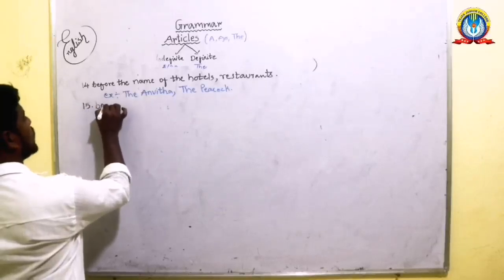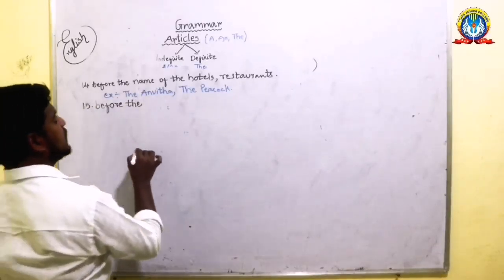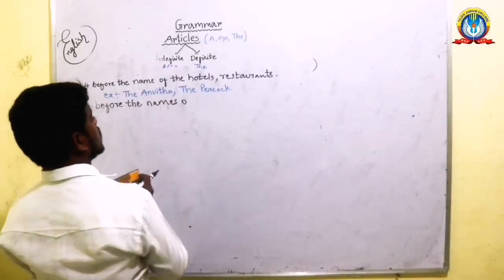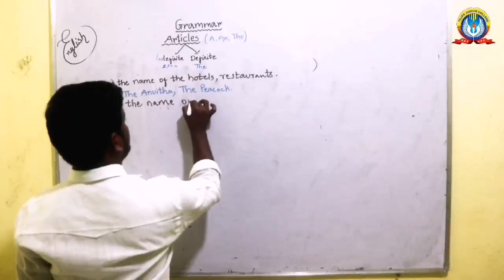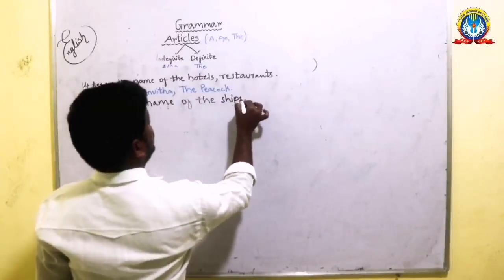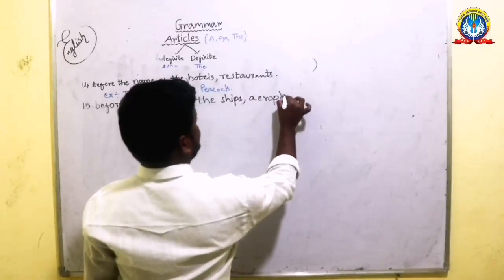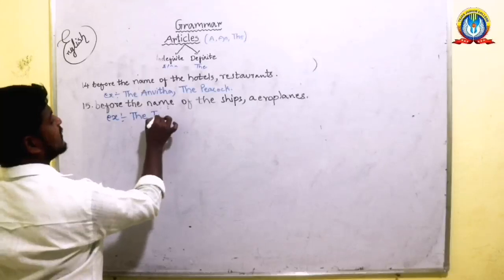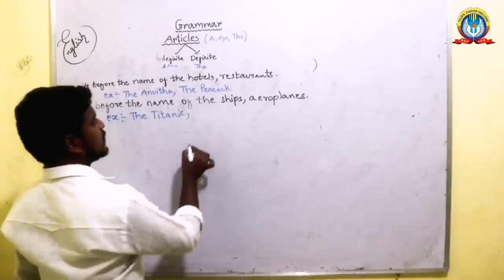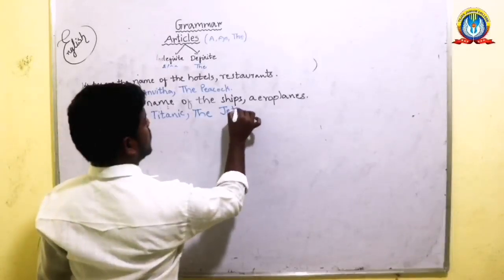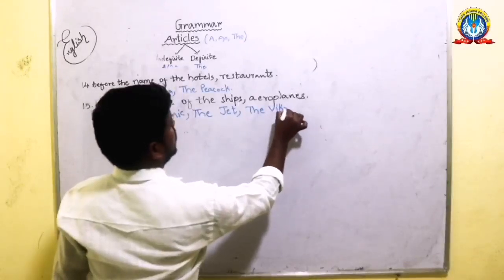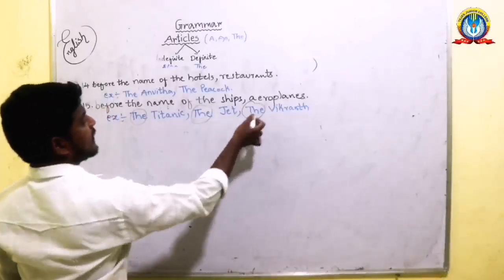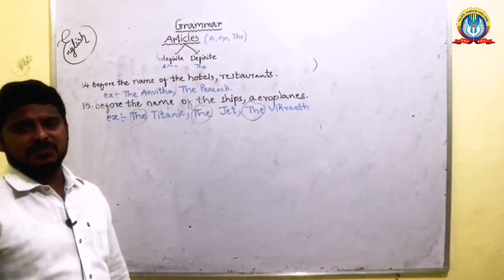Before the names of ships and aeroplanes. Examples: the Titanic, the jet airlines, the Vikram. Article "the" is used here. These are the names of aeroplanes and ships like that.